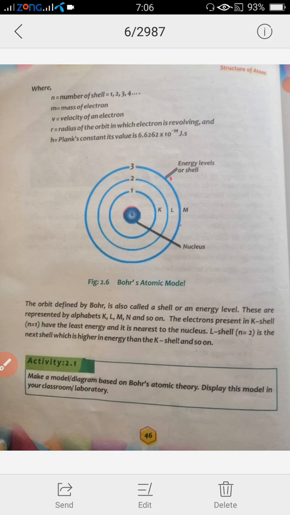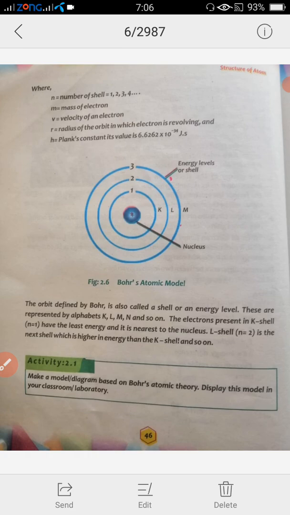n is equal to the number of shell, and there may be 1, 2, 3, 4, and so on. m is the mass of electron, v is the velocity of electron. r is the radius of the orbit in which electron is revolving. h is the Planck's constant, and its value is 6.6262 multiplied by 10 raised to power minus 34.